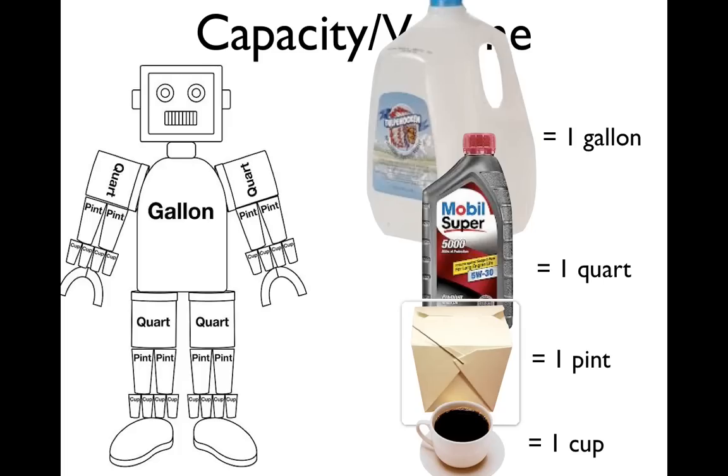If you take a look at this gallon man here, you have a gallon in the center. How many quarts are attached to the gallon? Well, there's 4 quarts. How many pints are attached to the quart? 2, 4, 6, 8. 8 pints in a gallon. How many cups are in a gallon? 1, 2, 3, 4, 5, 6, 7, 8, 9, 10, 11, 12, 13, 14, 15, 16 cups in a gallon.